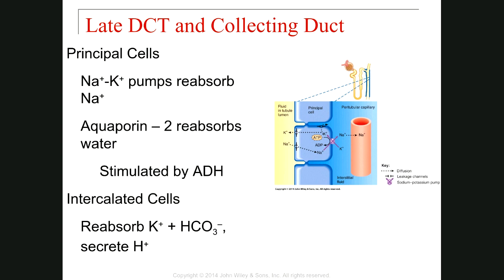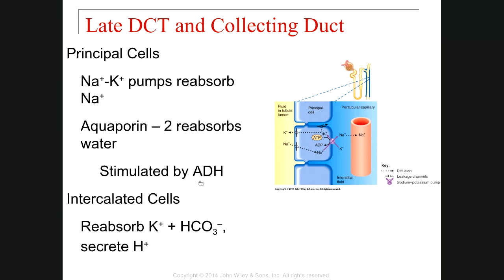The last part of the distal convoluted tubule and the collecting duct have two different types of cells. You know that we have principal cells and intercalated cells. The intercalated cells are very important for maintaining the homeostasis of pH, and the principal cells are important for homeostasis of water. The principal cell becomes stimulated by ADH.